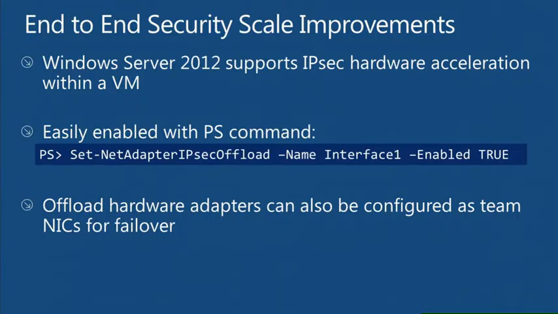We've also made a number of improvements to end-to-end security. So we have support for IPsec task offload within a VM. With R2, that was only available on the physical host itself. But with the virtualization improvements we've made, you can now task offload within a VM. And you can also configure NIC teaming such that you can fail over between two NICs. If one NIC fails, then you can fail over to another NIC. And you can also have aggregation of traffic across multiple NICs.